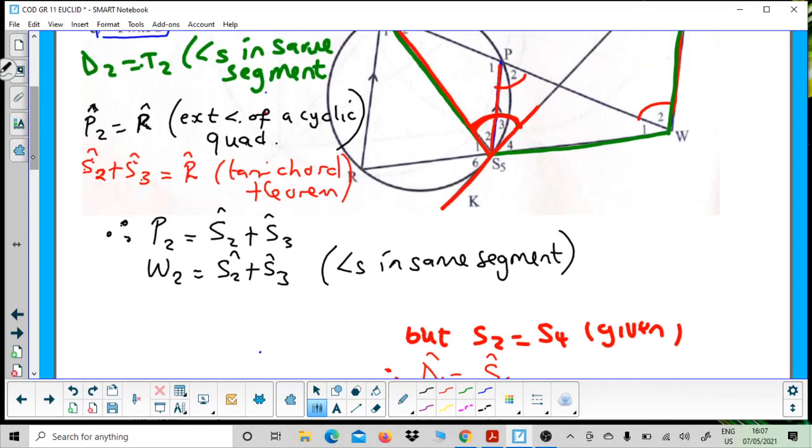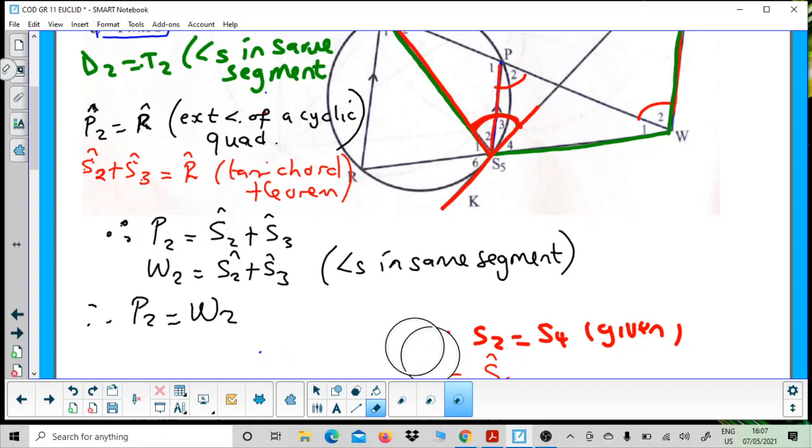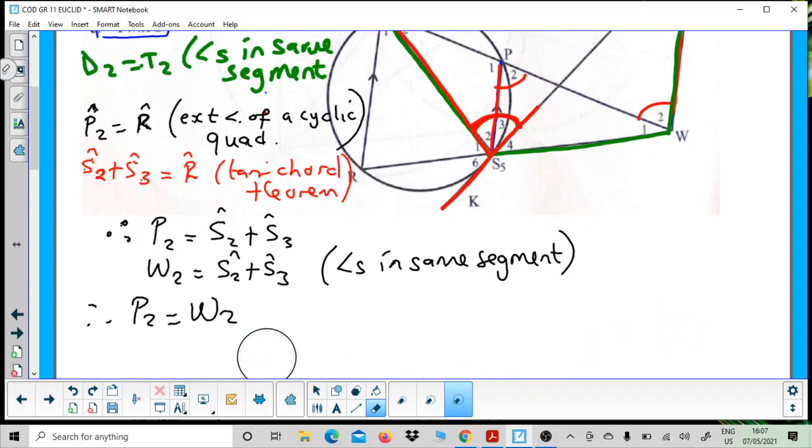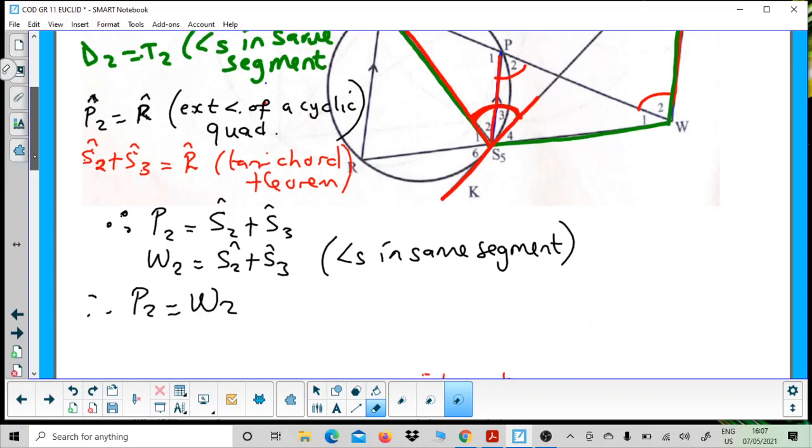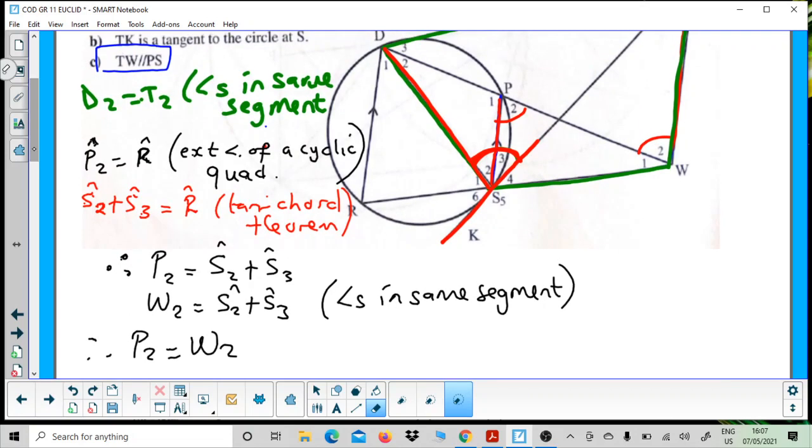P2 must be equal to? Remember, that was our target. We got there. So therefore, P2 is equal to W2. Now that I proved that angles that are supposed to be corresponding are actually equal to each other, I am done showing that those 2 lines are parallel to each other. So I can go and conclude and say, therefore, as a result of all this, what were the 2 lines?